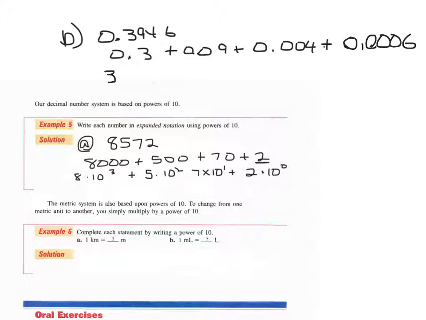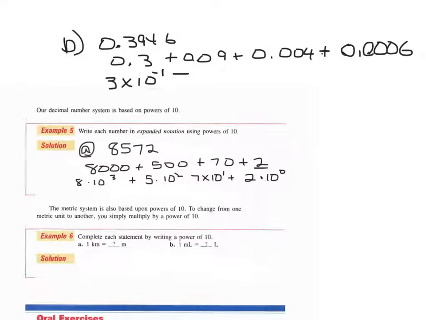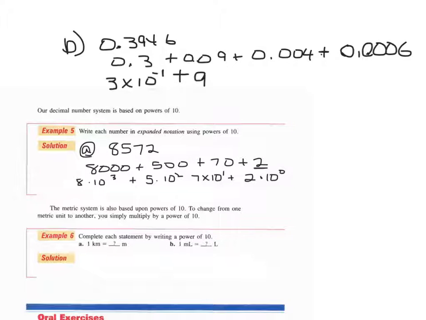So this is going to become 3 times 10 to the negative 1 plus 9 times 10 to the negative 2. It's like a count up now, but it's with negatives. Plus 4 times 10 to the negative 3 plus 6 times 10 to the negative 4. And you're done.